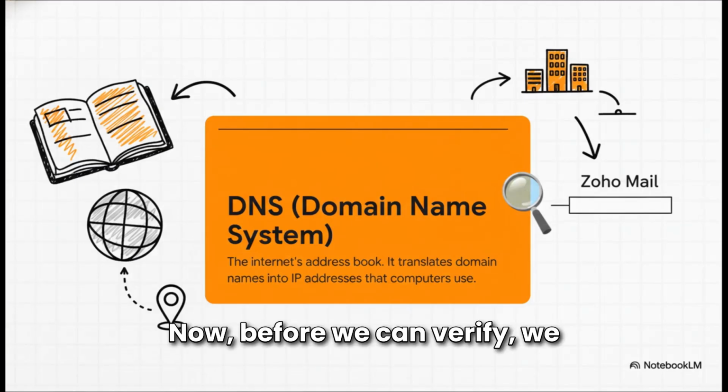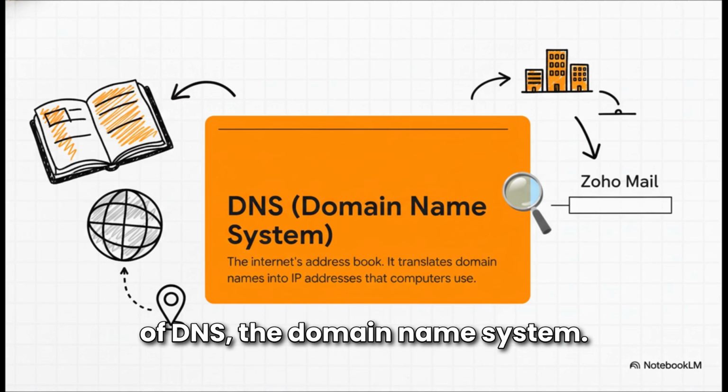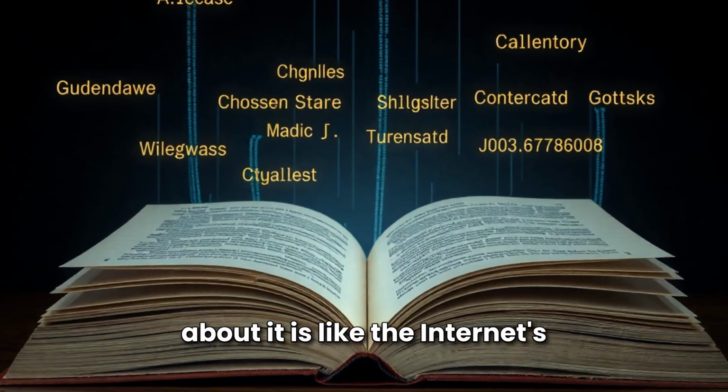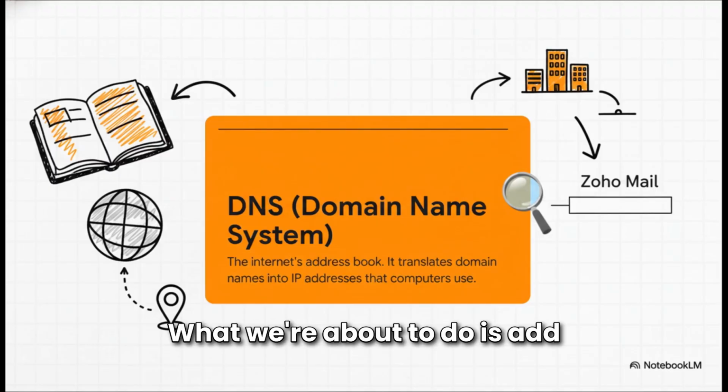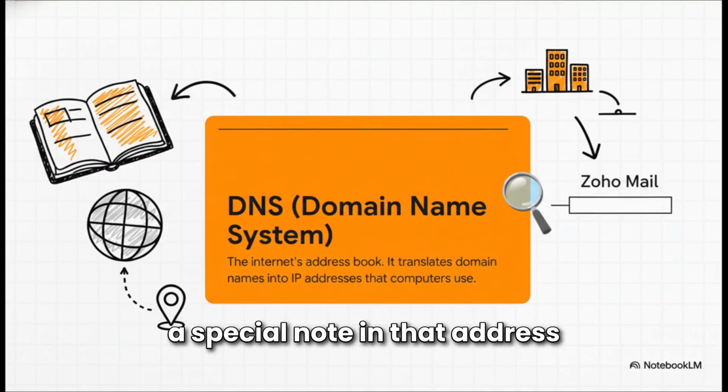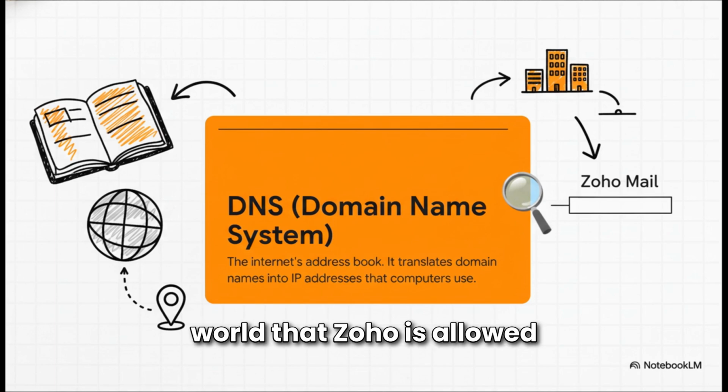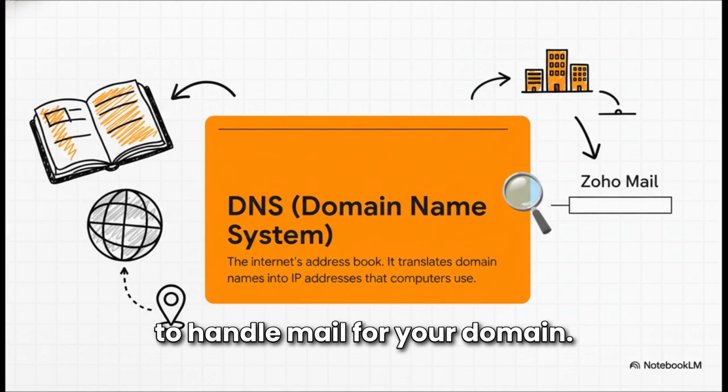Now, before we can verify, we need a super quick breakdown of DNS, the domain name system. The easiest way to think about it is like the internet's giant address book. What we're about to do is add a special note in that address book that tells the whole world that Zoho is allowed to handle mail for your domain.